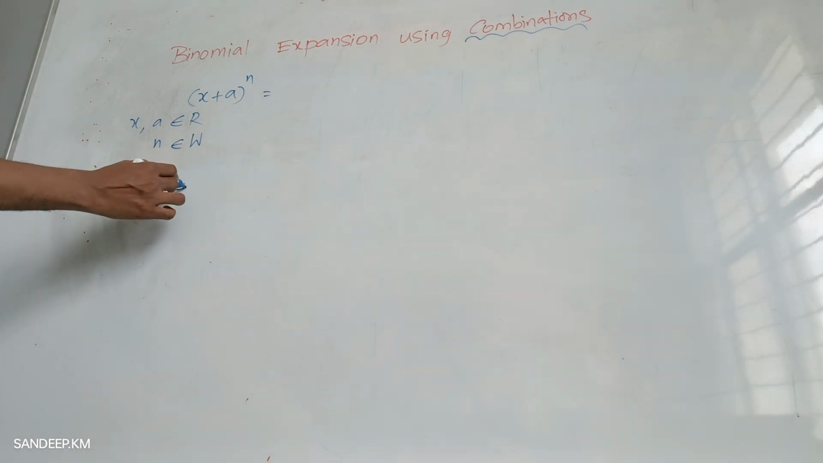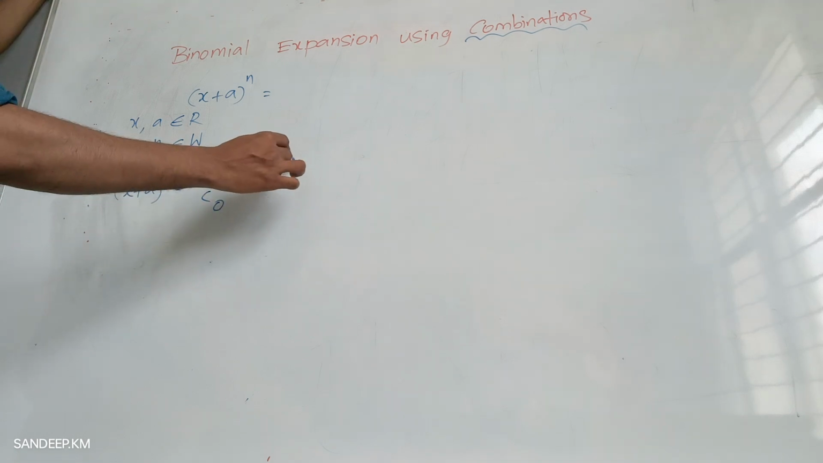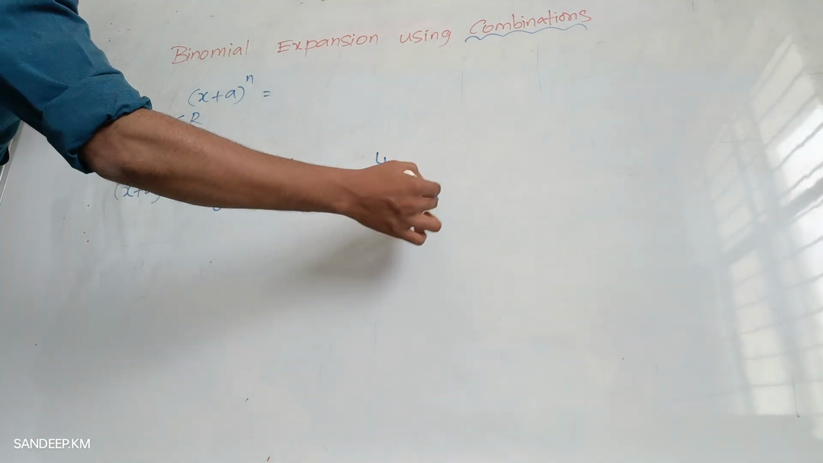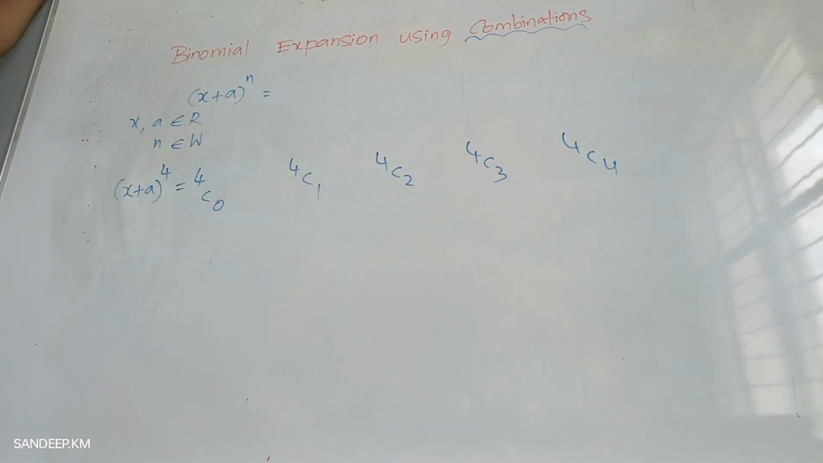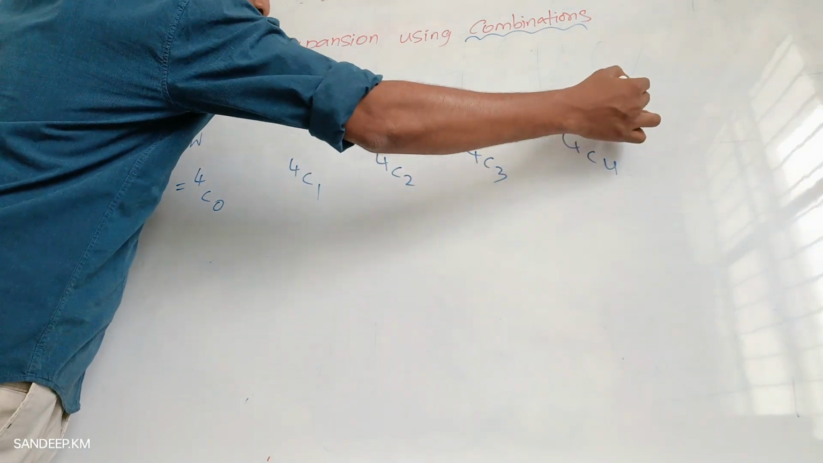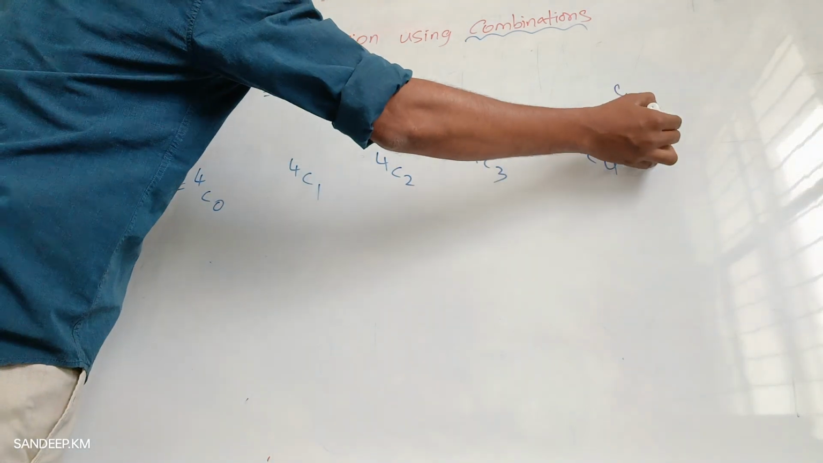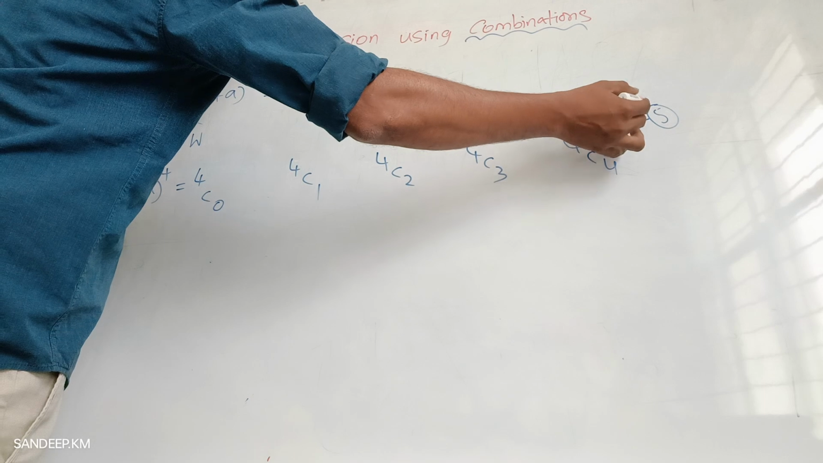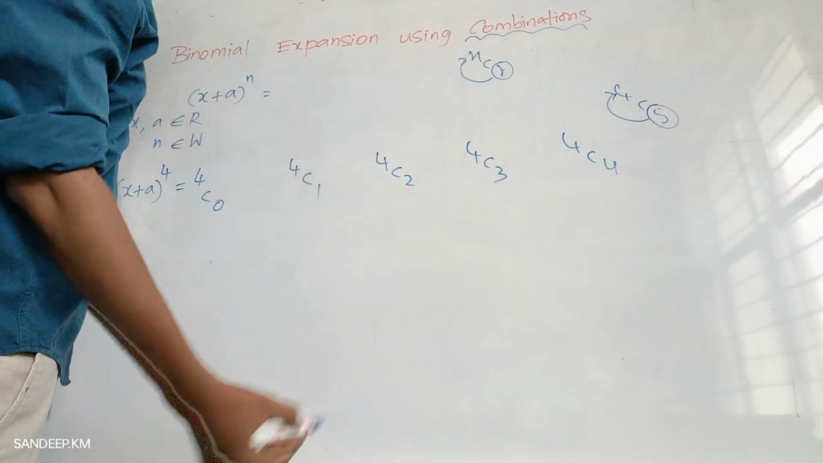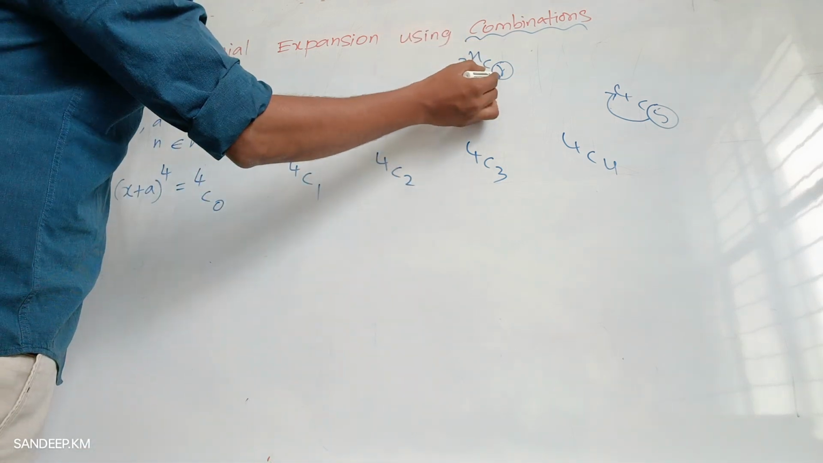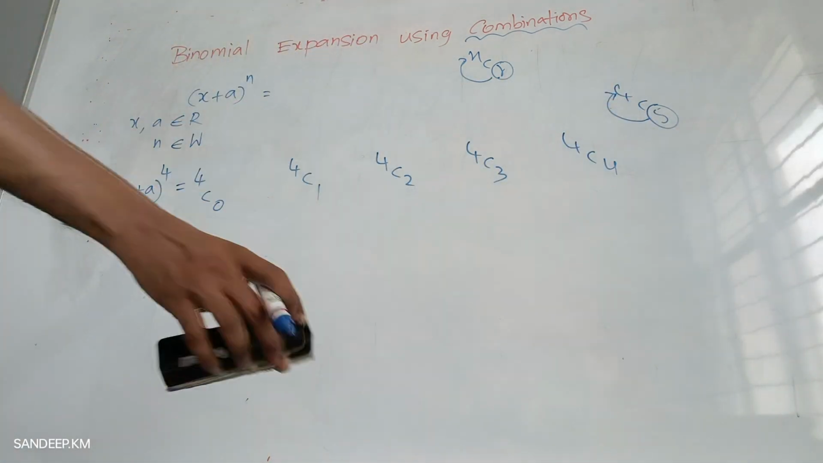Yes students, x plus a whole power 4 expansion, what is it? First we will write the coefficients. 4c0, 4c1, 4c2, 4c3, 4c4. One student asks, sir, why did you not write 4c5? So you should know one thing. This number is always lesser than or equal to this number. In nCr, r is always less than n or r is equal to n, but r cannot be more than n. That's why we don't have 4c5, 4c6 and all.